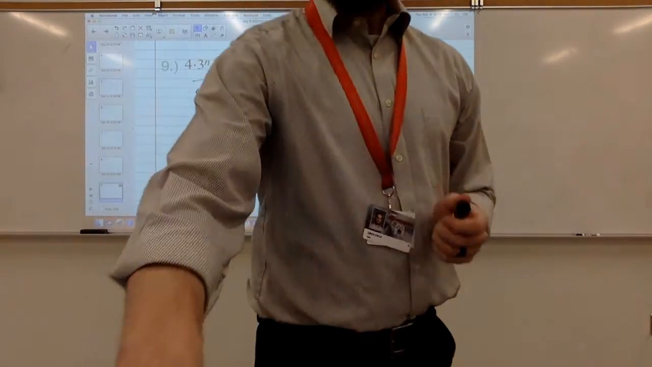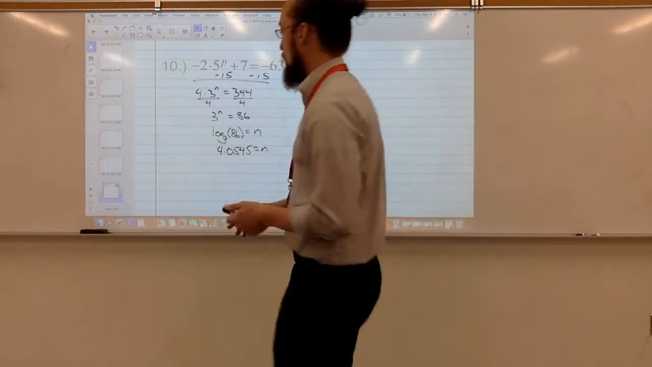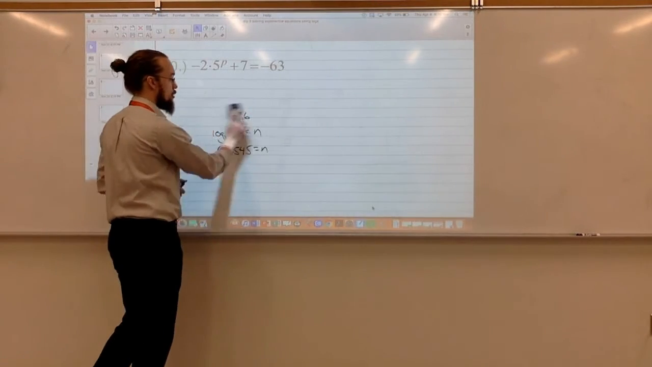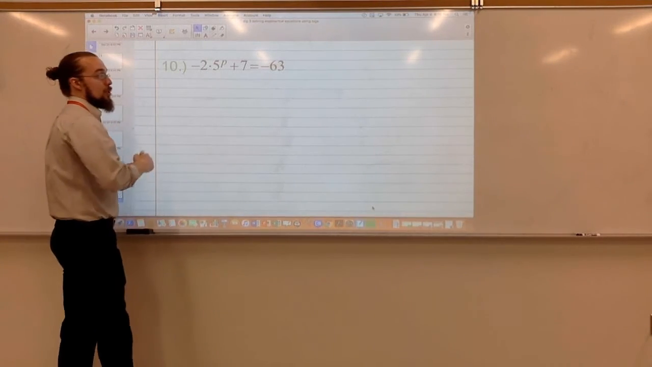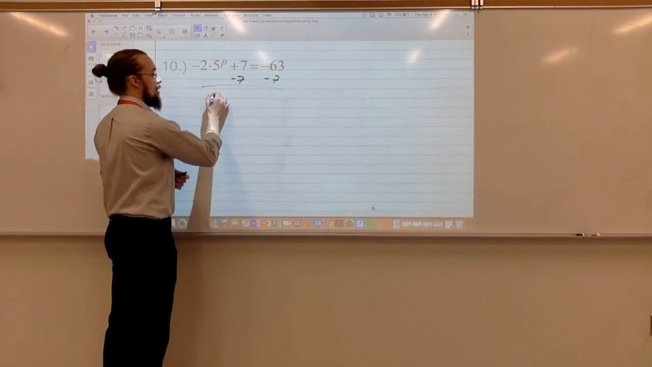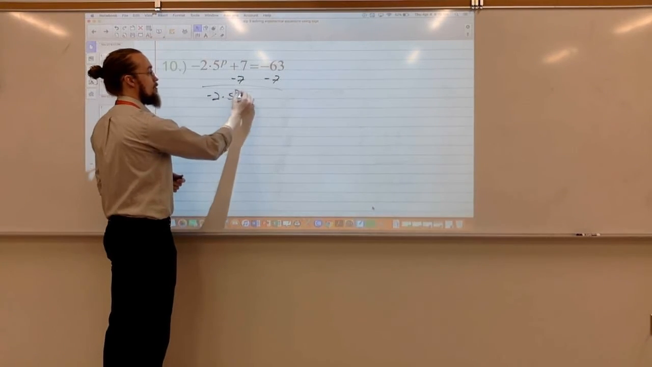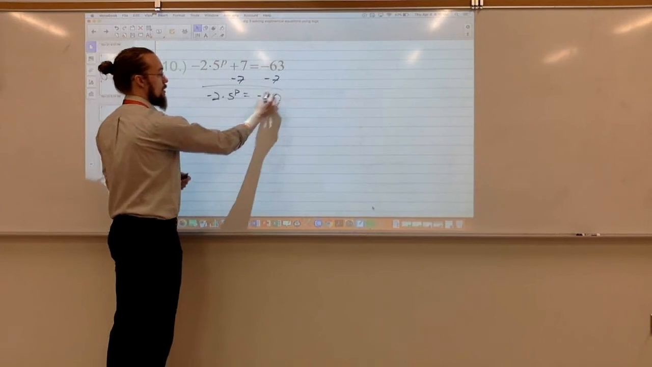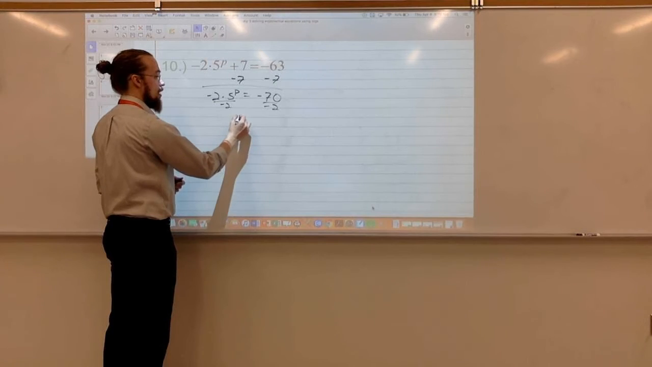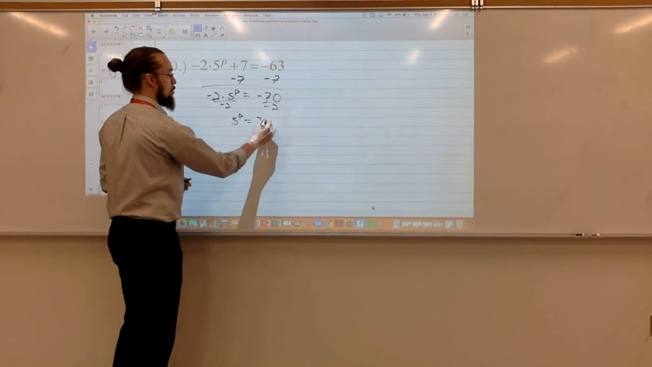On the next one, again, there were a couple of things we had to do to get the exponential by itself. So first we would subtract this 7 over. Negative 2 times 5 to the p equals negative 70. Divide both sides by negative 2. 5 to the p equals 35.